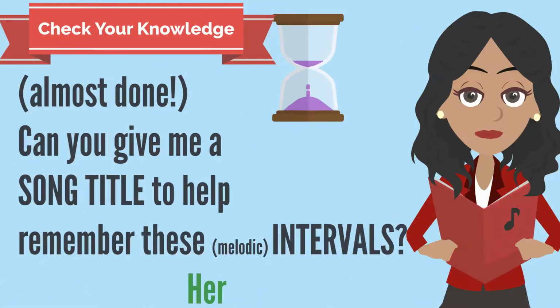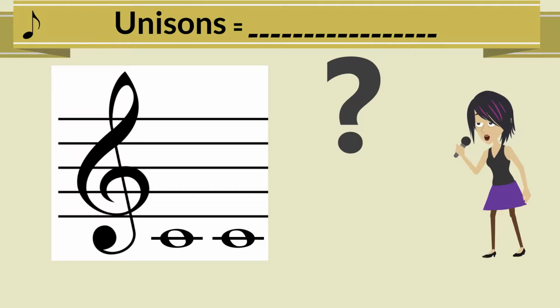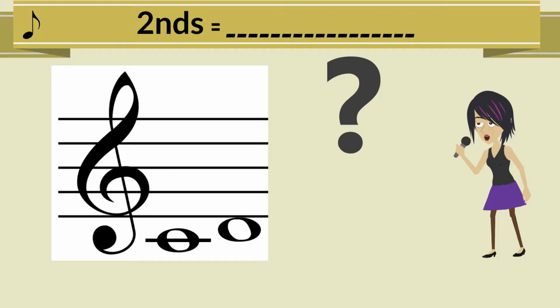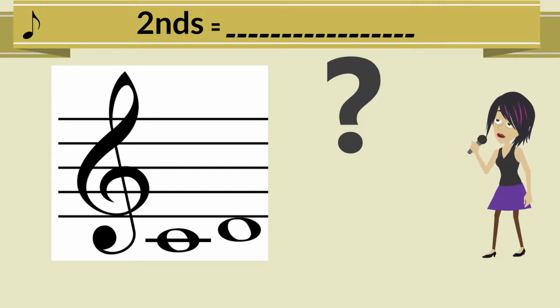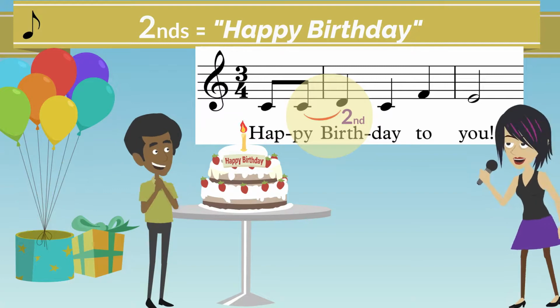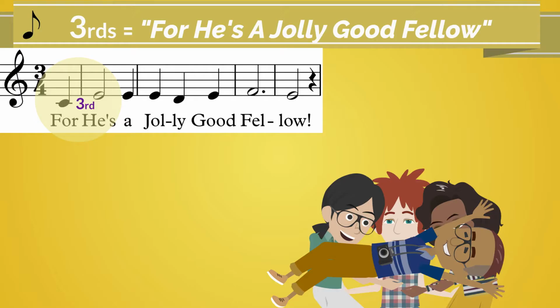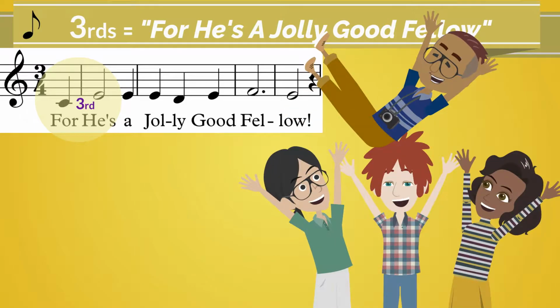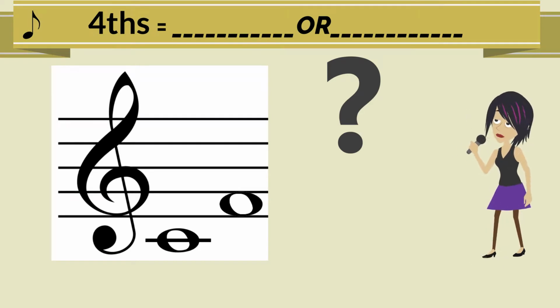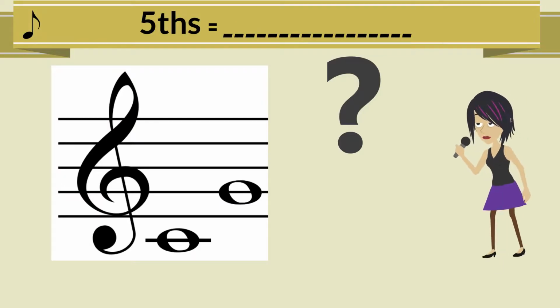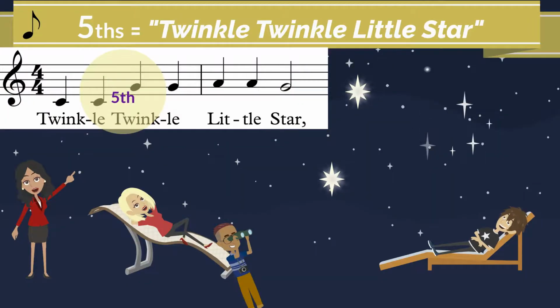Almost done. Can you give me a song title to remember these intervals? Here we go. A song that starts with unisons. Jingle Bells. A song for seconds. Happy Birthday. A song for thirds. For He's a Jolly Good Fellow. A song for fourths. Here Comes the Bride or the Addams Family. A song for fifths. Twinkle, Twinkle.